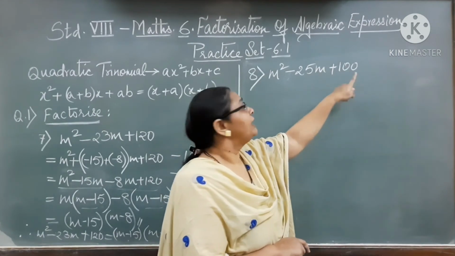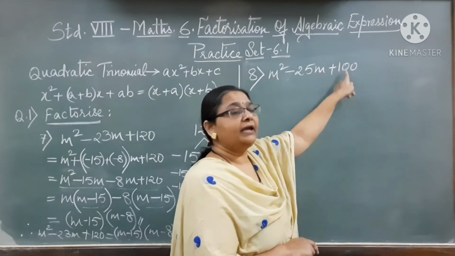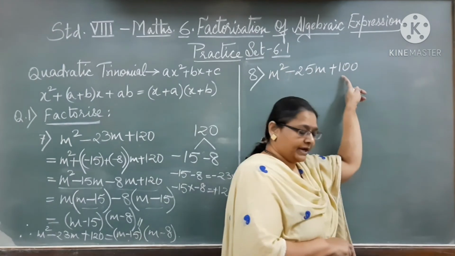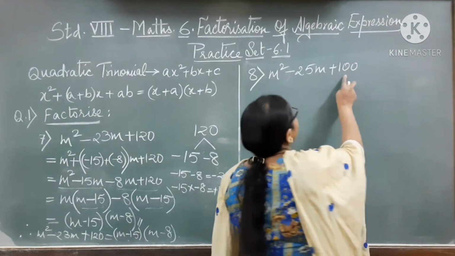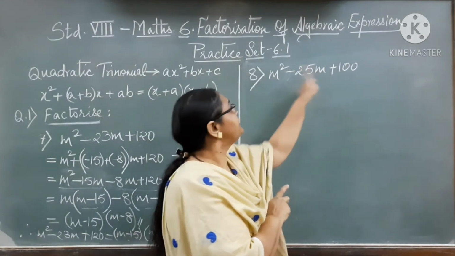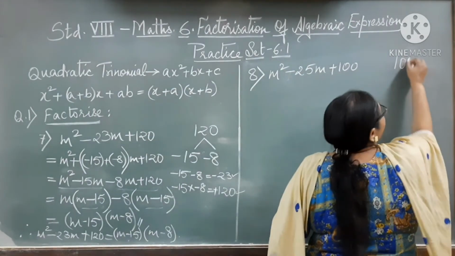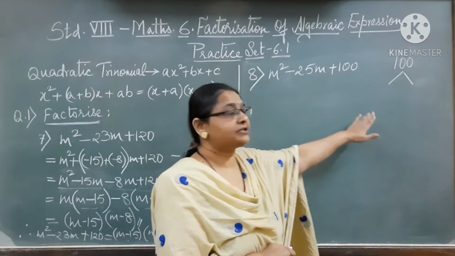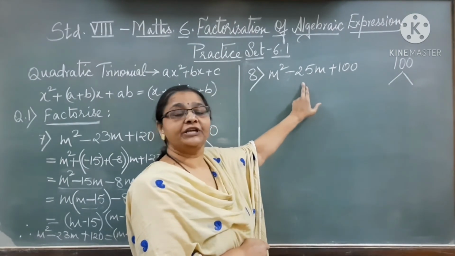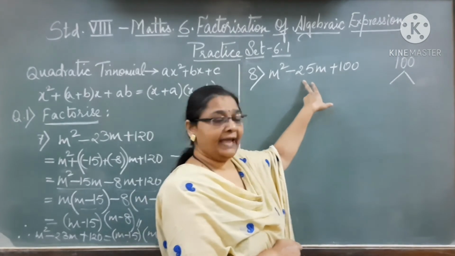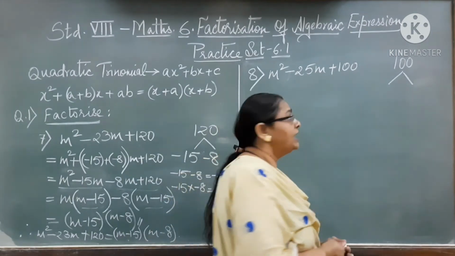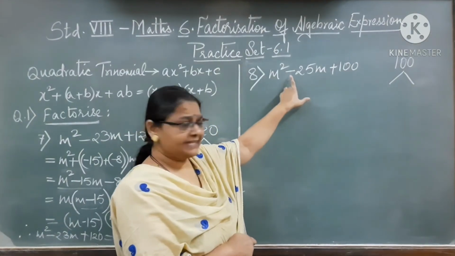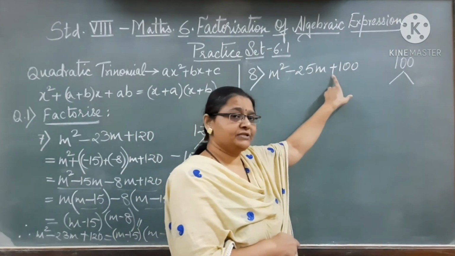Okay, let us start with multiplying the constant term with the coefficient of the first term to get its product and find out its factors. So we have 100 multiplied by 1, which is 100. So we need to find out 2 factors such that the sum of those 2 factors should be equal to the coefficient of the middle term and the product should be equal to 100. So I know 25M has got a negative sign and plus 100 of course is a positive number.